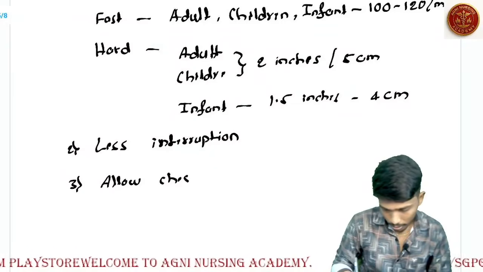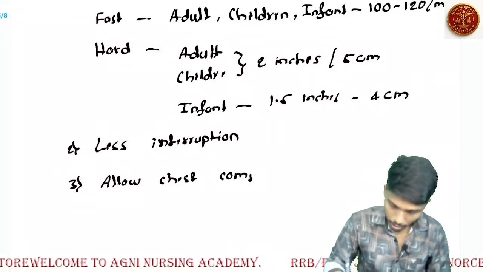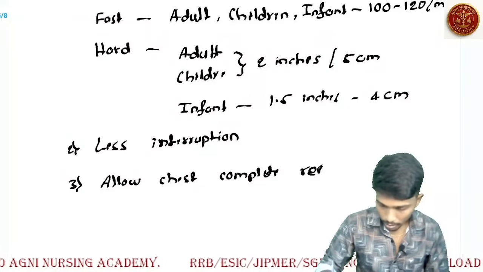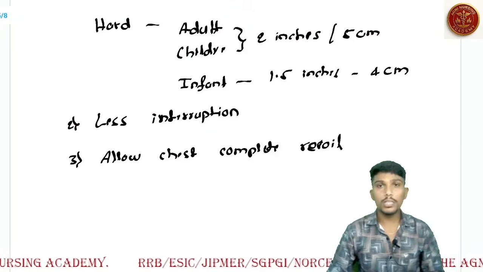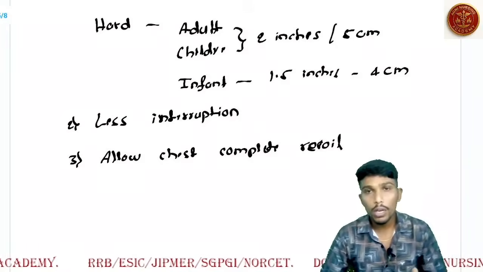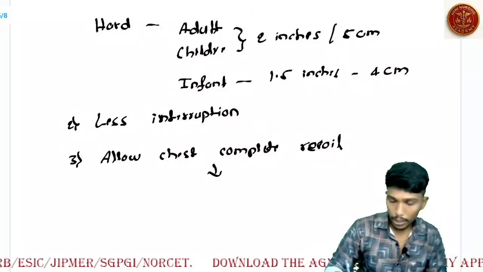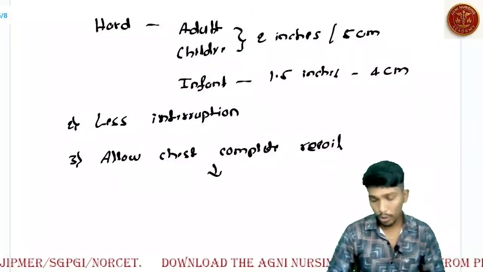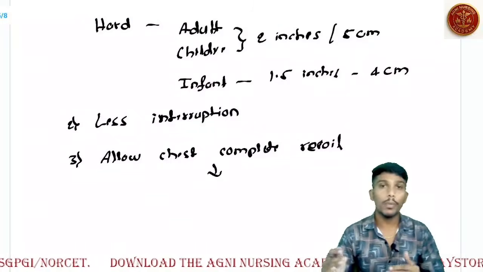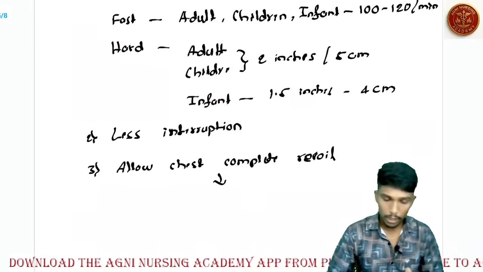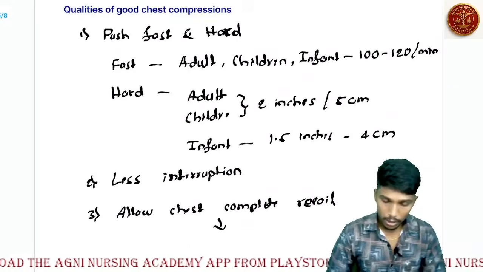Okay, then coming to the third point, allow the chest complete recoil. While doing the chest compression we have to let the chest completely recoil. This is to make effective cardiac output. For proper blood circulation we have to allow the chest to completely recoil. These are the qualities of chest compression.